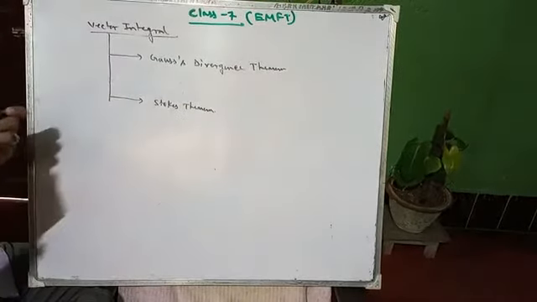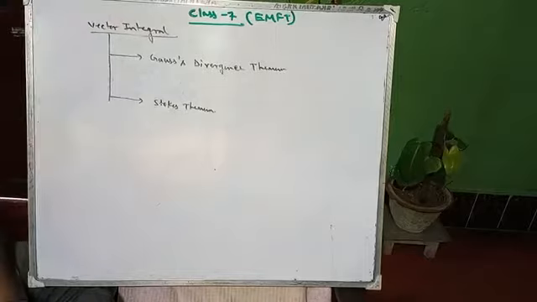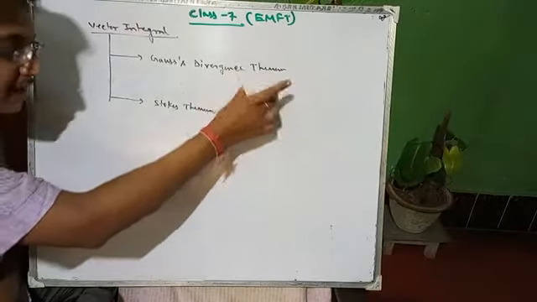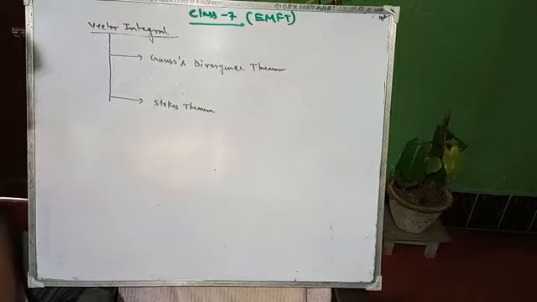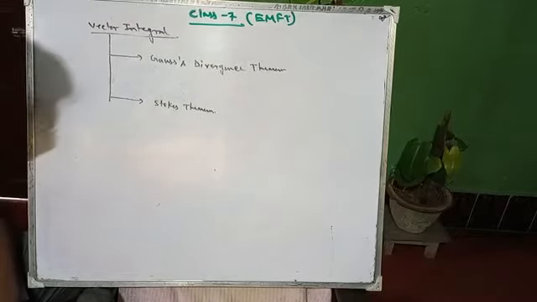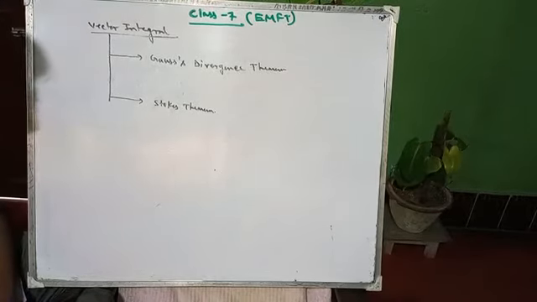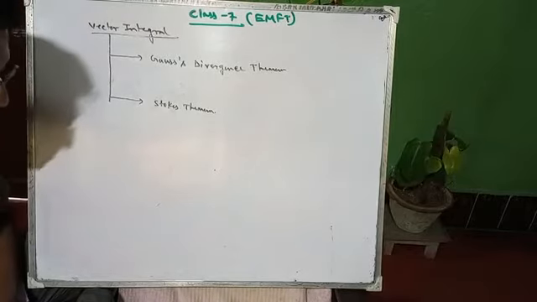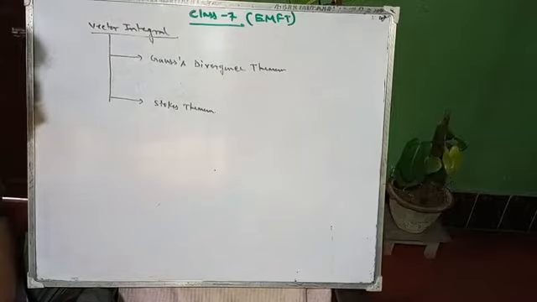Okay, so what is Gauss's divergence theorem? So write the surface integral under this Gauss's divergence theorem. The surface integral of the normal component of an arbitrary vector field over a closed surface is equal to the integral of the divergence of the vector over the volume interior to the surface.